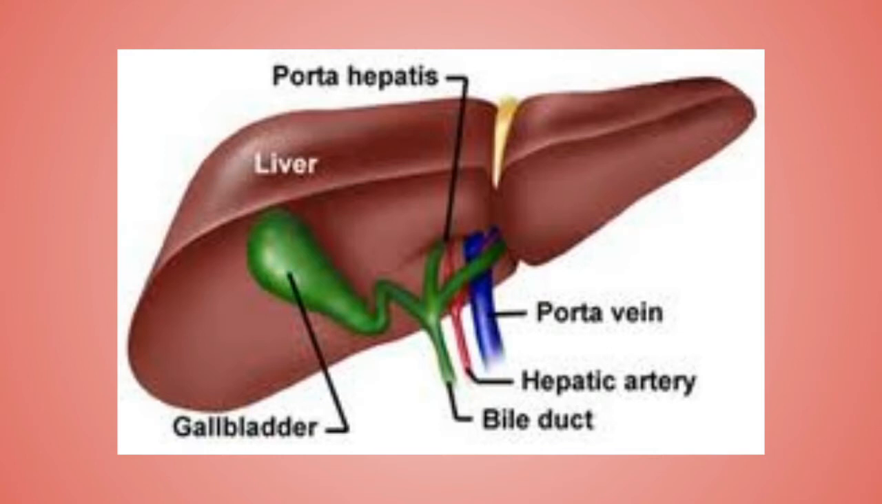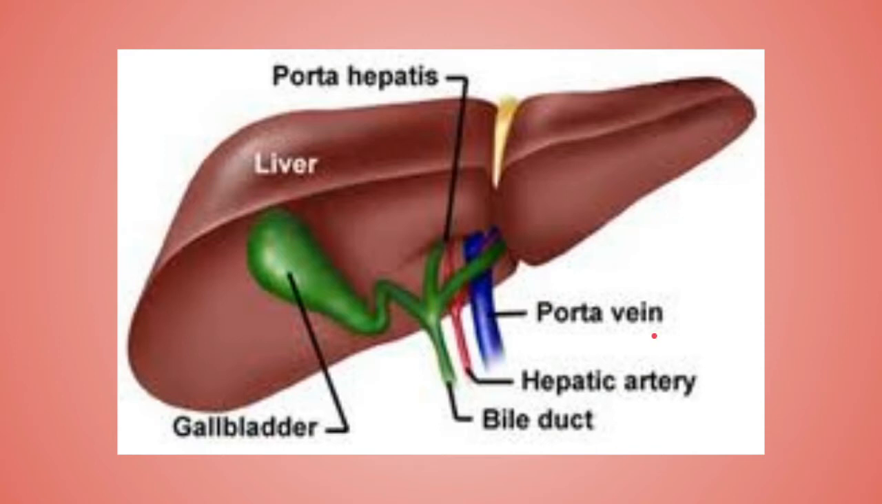At the boundary of the porta hepatis, the lesser omentum is attached, and by the lesser omentum the liver is connected to the lesser curvature of the stomach. So the right and the left hepatic ducts, coming from the right and the left lobes respectively of the liver, merge and come out by way of the porta hepatis.